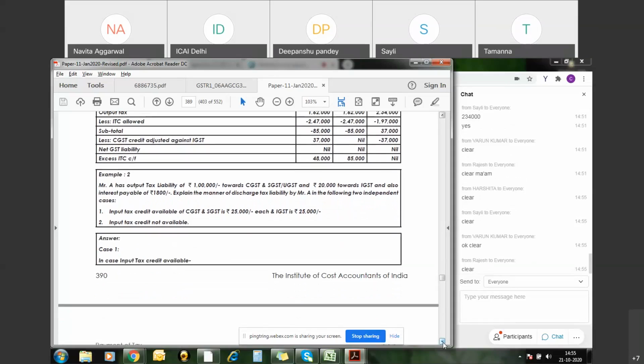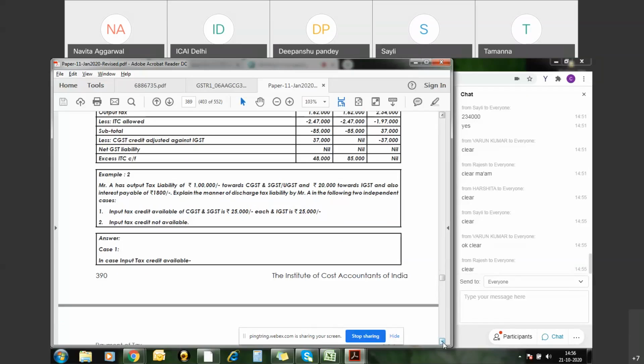They have given the outward liability in the question, and they have given a penalty, meaning interest payable. Interest is payable only when the tax has not been paid within the due date, or the returns are not filed within the due date. Then the registered dealer is liable to pay interest, termed as penalty. How it is computed is defined under the law.